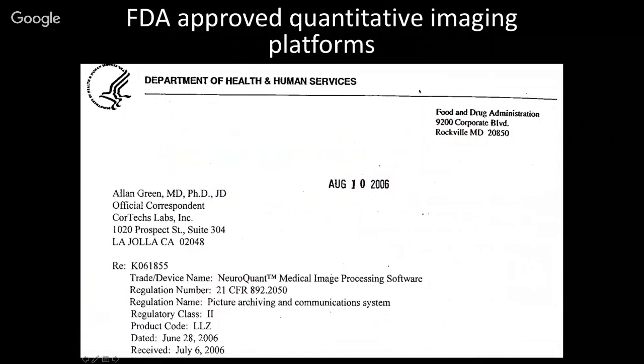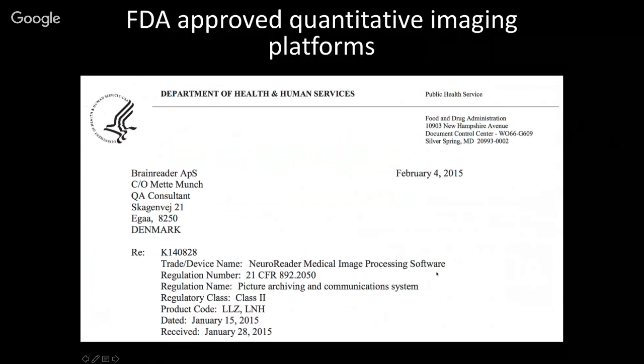Now, the first approach to actually make its way into clinical care was approved by the FDA back in 2006. NeuroQuant is a medical imaging processing software package that was approved back in 2006 and provides estimations of some of these cortical measures. Just last year, there was another package approved by the FDA called NeuroReader that also looks at cortical measures.